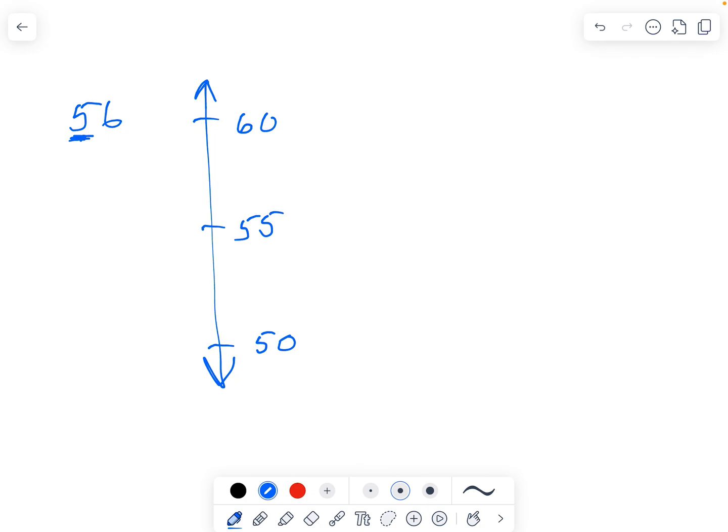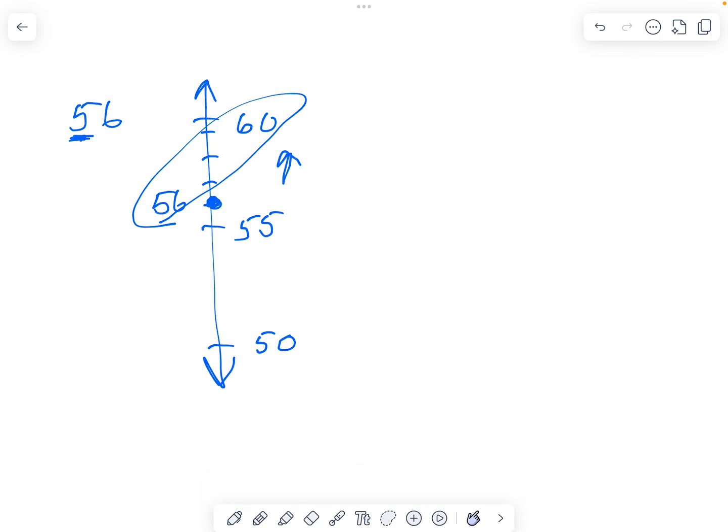And now I have to plot 56. 56 lives somewhere in this region over here. So I can make my little tick marks, 1, 2, 3, 4. And now I can see 55, 56 lives over here. 56 is closer to 60 than it is to 50. So 56 will round up to 60. Now there is a unique situation that I'll show on the next page.